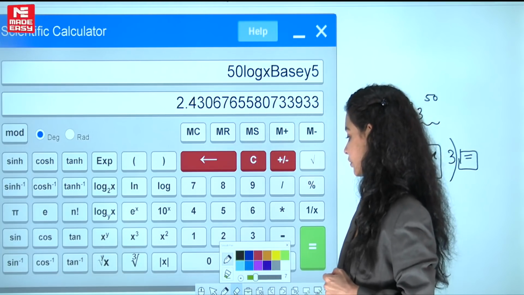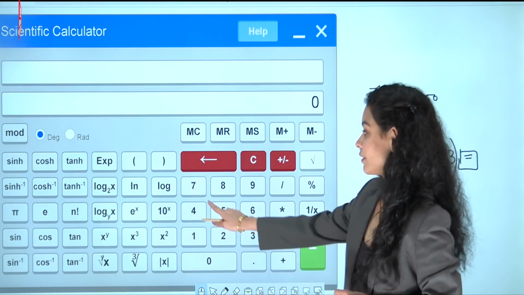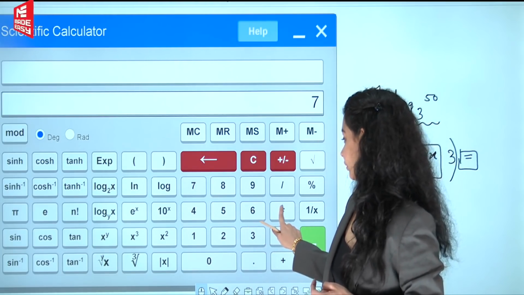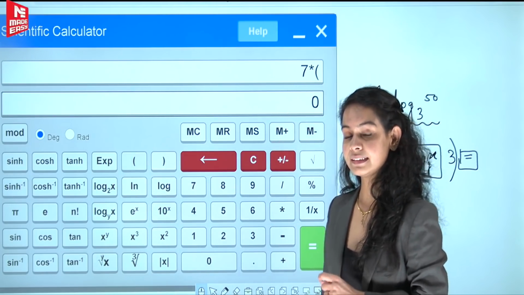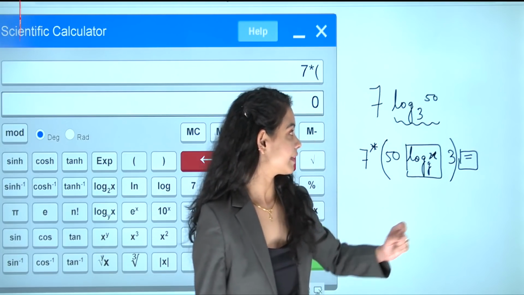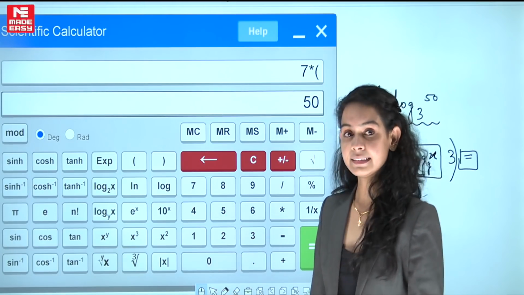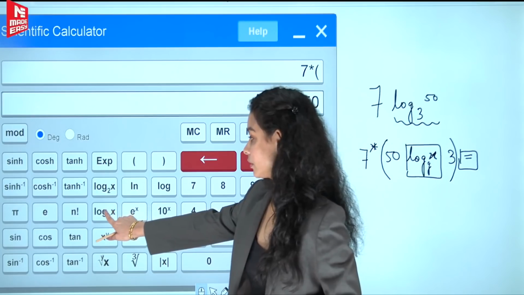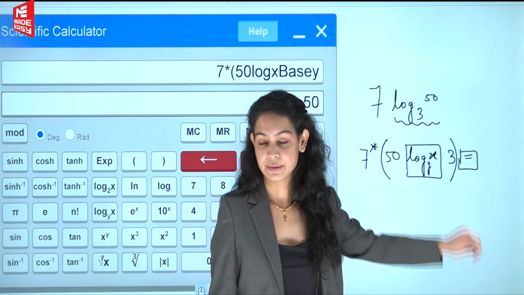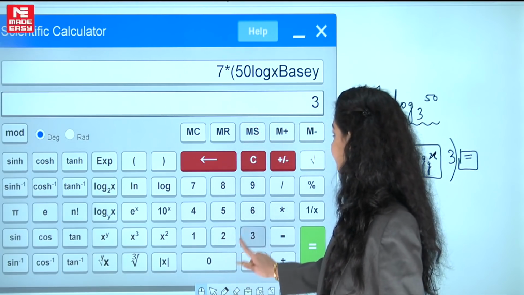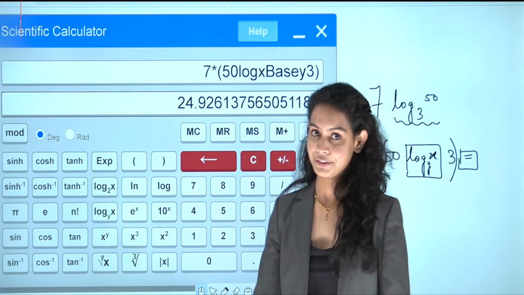Let's perform this on a virtual calculator. Press C to perform a new calculation, then 7 into. Open the bracket, brackets are found here. Then you have to enter the value of x. The value of x was 50. So enter 50. Then the function, that is log x to the base y. The base value, that is the y here, that is 3. So we will be entering 3. Then you have to close the bracket, press the equal to sign. There you get your answer.